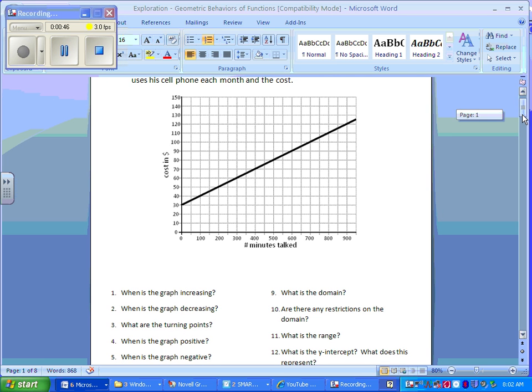All right, so everybody has asked a bunch of questions. When is the graph increasing? Look at that graph. When is it increasing? At 30? Is it increasing the whole time? Right, so what we're going to say is this thing's increasing the whole time.